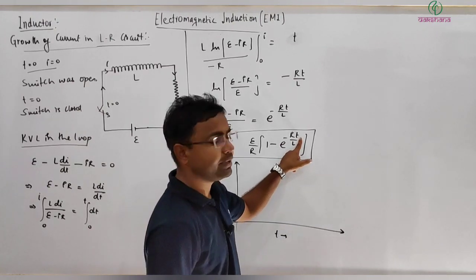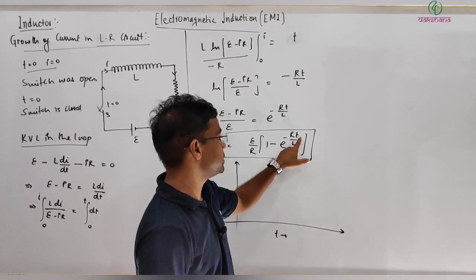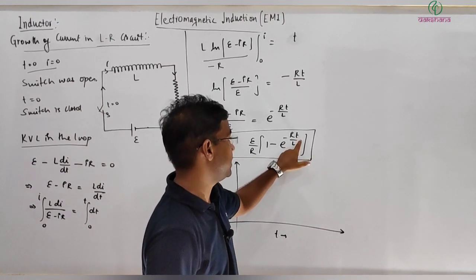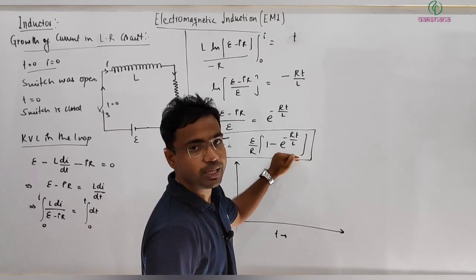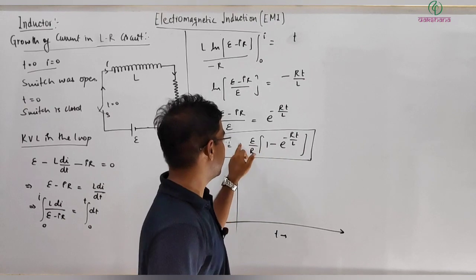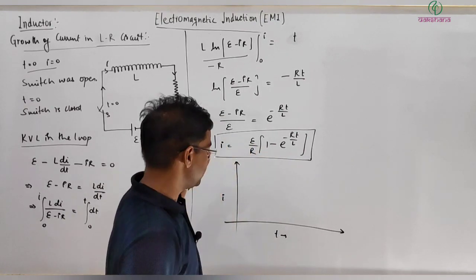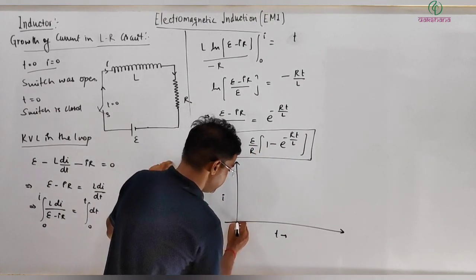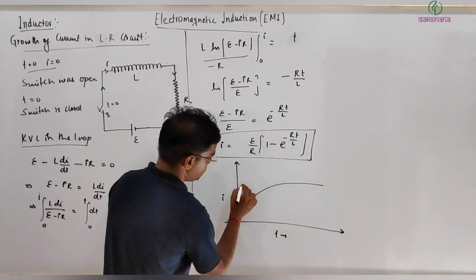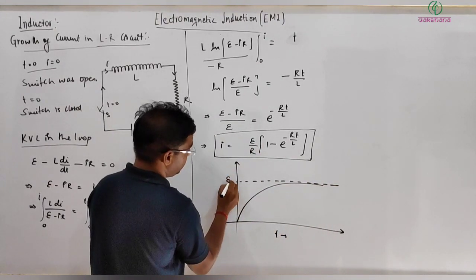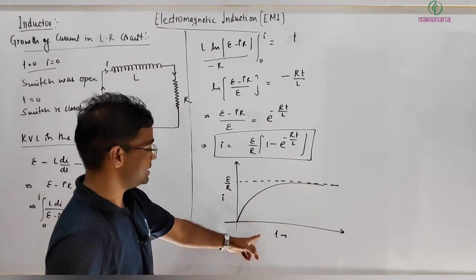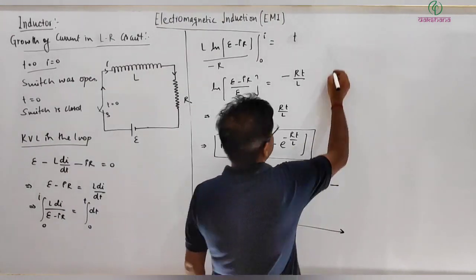At t equal to infinity, I can substitute here t equal to infinity. What is happening? At infinity, this will be e power minus infinity, 1 upon e power infinity, that will become 0. Current becomes E by R. So at infinite time, and it will be increasing this way. So the current at infinite time will finally become E by R. This is the variation of current in the inductor.